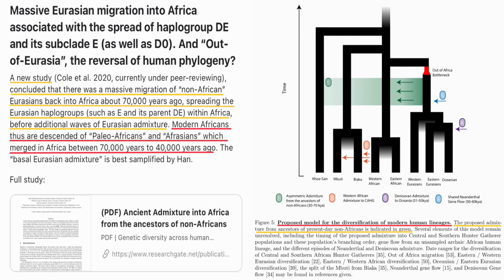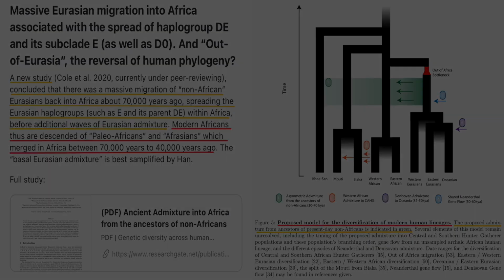A new study concluded that there was a massive migration of non-African Eurasians back into Africa about 70,000 years ago, spreading the Eurasian haplogroups such as E and its parent DE within Africa, before additional waves of Eurasian admixture. Modern Africans are thus descendants of Paleo-Africans, which is haplogroups A and B, and Afro-Sans, which is haplogroup E, which merged in Africa between 70,000 years ago and 40,000 years ago.